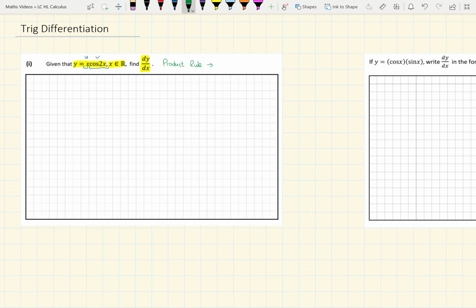So for product rule we have u times dv dx plus v times du dx. So we're just going to isolate our different parts. So there's our function. U is equal to x, du dx is equal to 1, v is equal to cos of 2x.